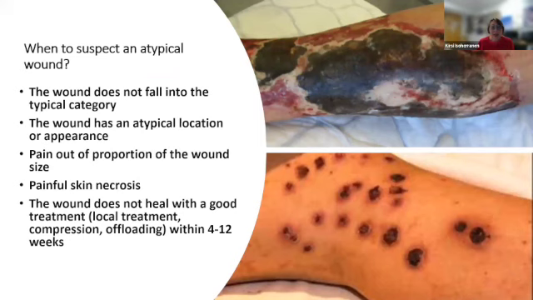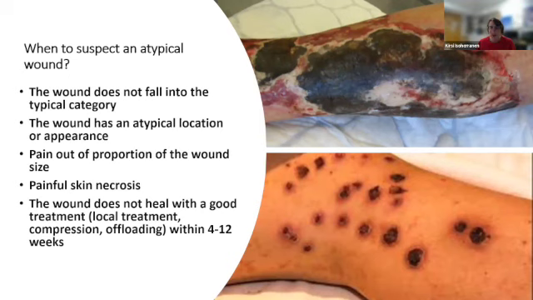And these are the most important clinical clues that, when you find them in a patient, should make you think about an atypical ulcer. First, the wound cannot be classified as a typical one, or the wound has an atypical location or appearance. There might be pain out of proportion to the wound size, and painful skin necrosis is one important sign, because with venous leg ulcers, for instance, there is seldom any necrosis. So if there are very necrotic, painful ulcers, it is very possible that there is an atypical ulcer behind.